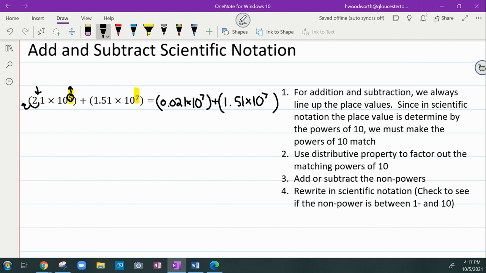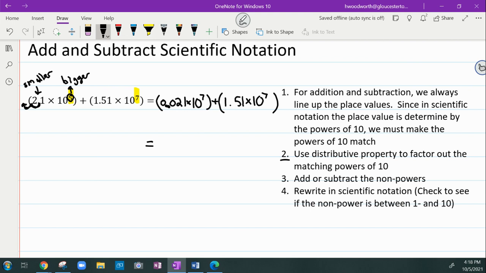Now, this has to get bigger, so I had to make this smaller. All right, power of 10 gets bigger, so the place value moves to the left or makes that number smaller by 2 powers of 10. Now we're ready to move on because we got our matching powers of 10. So let's look at number 2.